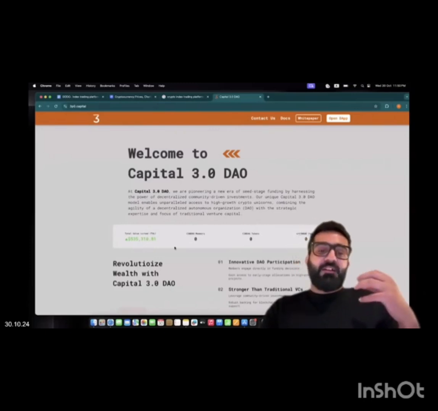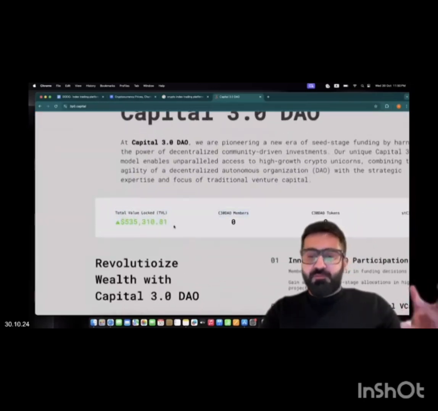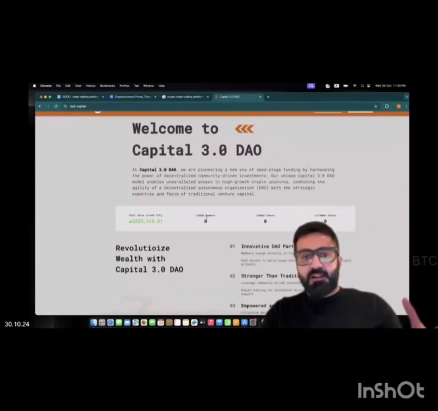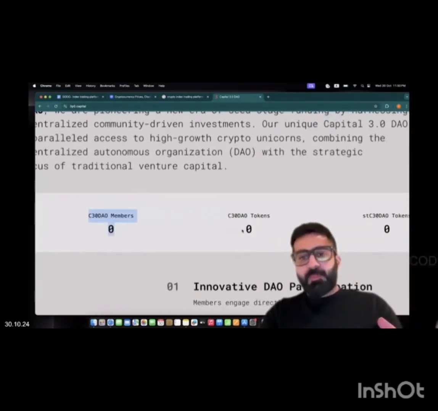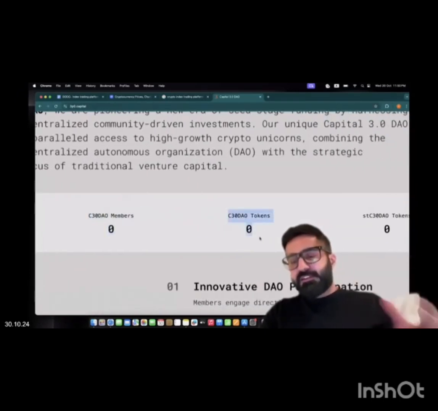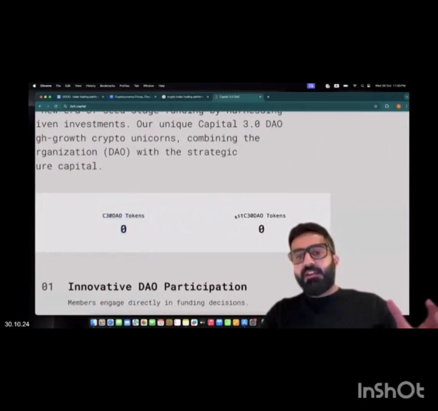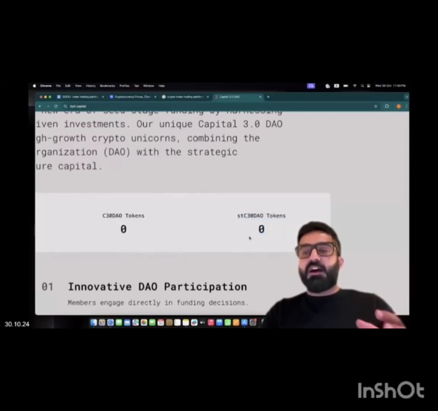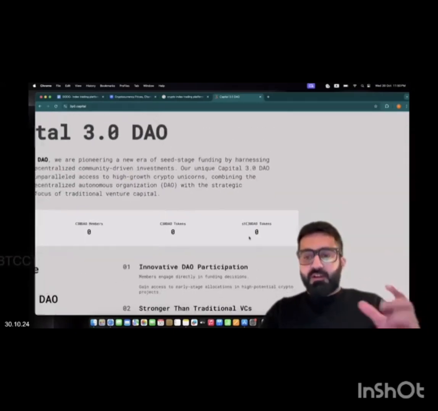Okay, we will start the voting mechanism. This is the website. This is the TVL of the whole community. It will be updated in real time. Here you will find the total voted members of the DAO. Here you will find the total C30 DAO tokens which have been minted to the users. And here you will find the STC30 DAO tokens which are confirmed votes on the DAO as of now.